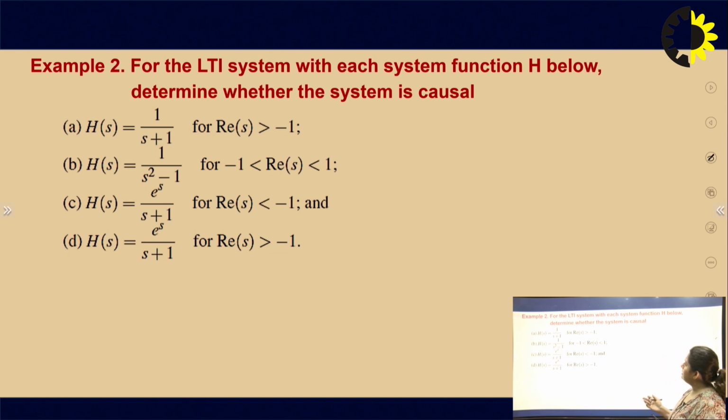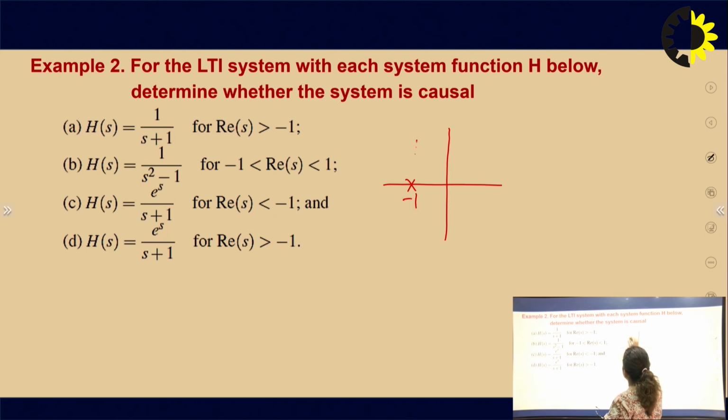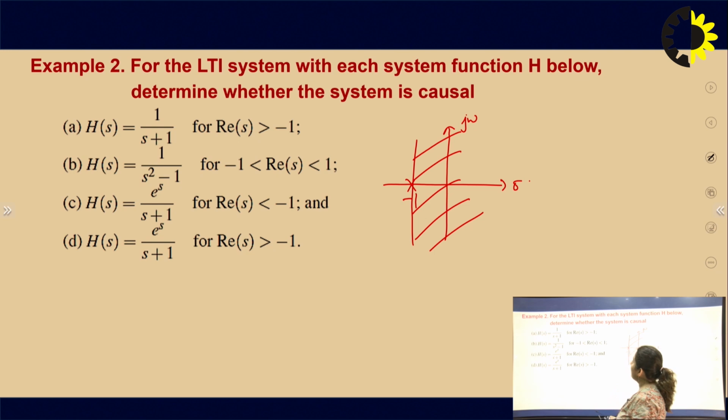There is a question: for the LTI system with each system function H(s) below, determine whether the system is causal or not. First is H(s) equal to 1 upon s plus 1, and the ROC is given, that is real of s greater than minus 1. If we draw the ROC, the pole lies at minus 1 and the ROC is the right sided plane. So this is j omega and this is sigma. So ROC is the right sided plane, and this first function is the causal function.